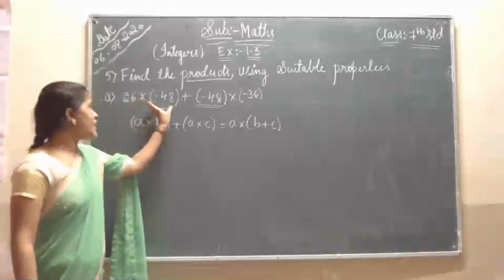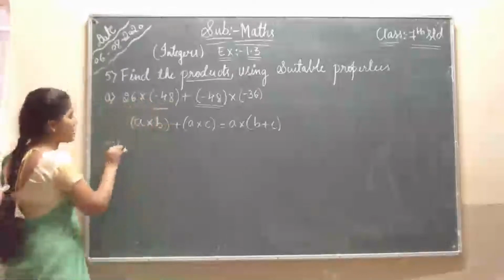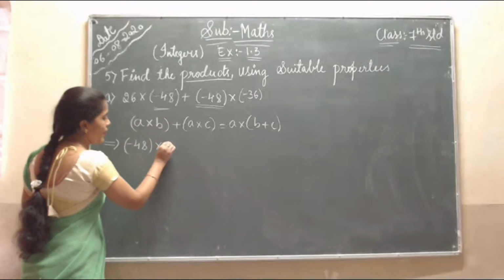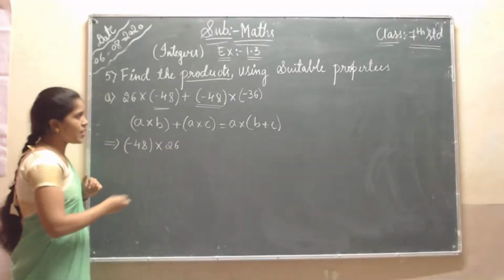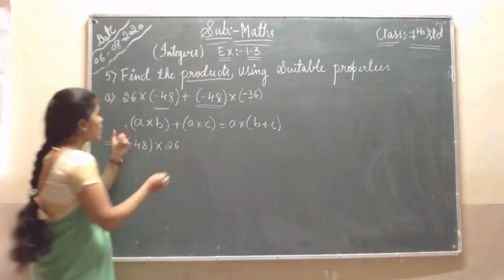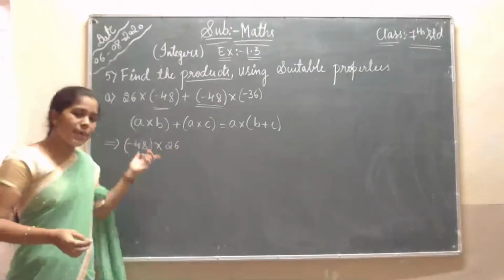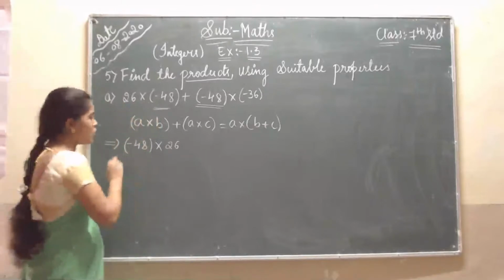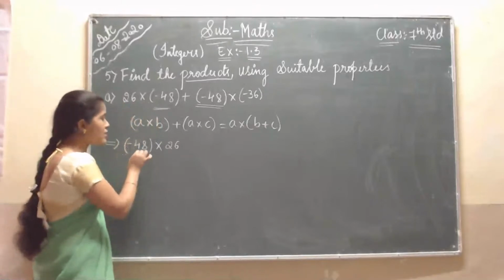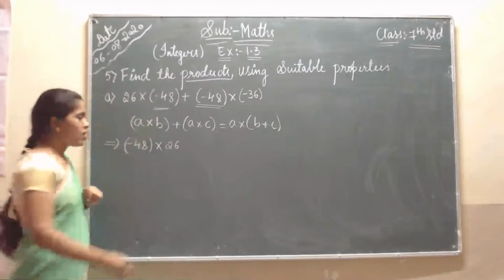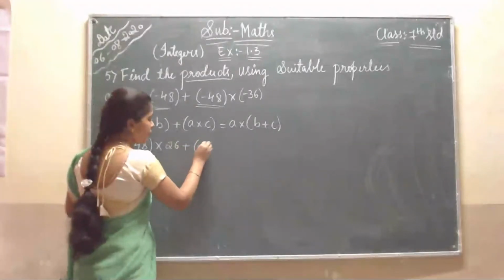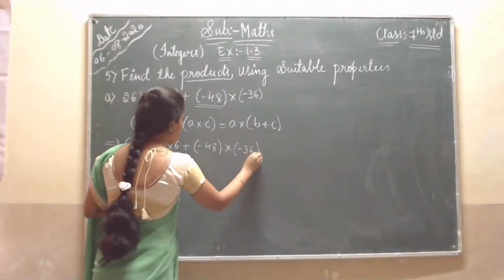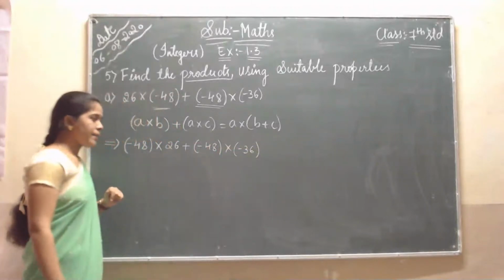If minus 48, write first. Nothing will happen here. Minus 48 is A, 26 is B. Take 26 as B. Multiply like this also. If 26 into 48, same answer, and 48 into 26 also same answer. So take first minus 48, because minus 48 is A, plus minus 48 into minus 36. Keep as it is. Okay.